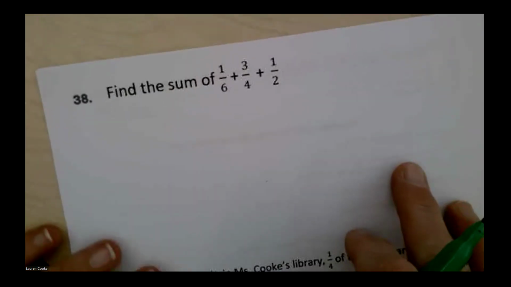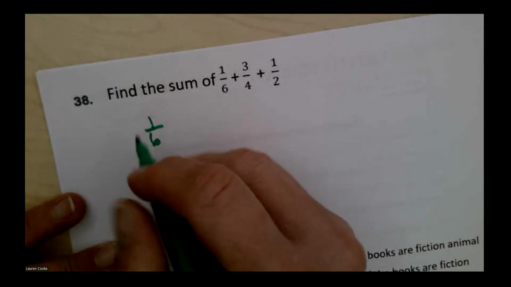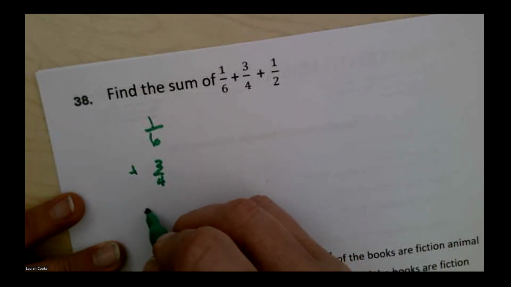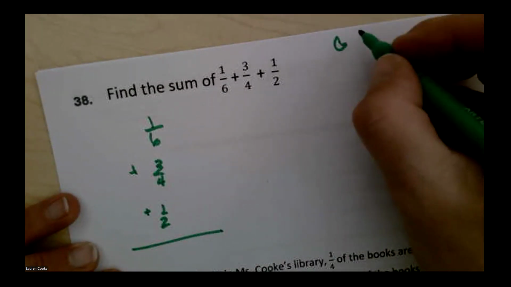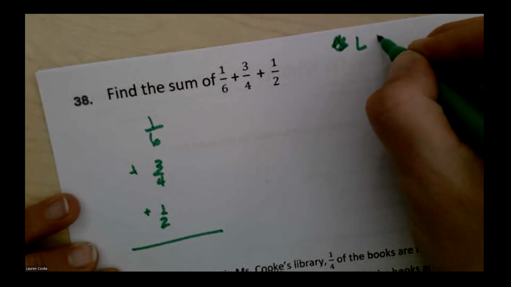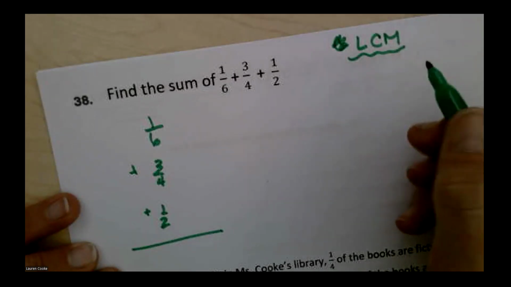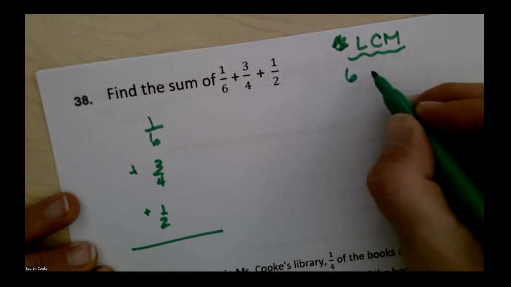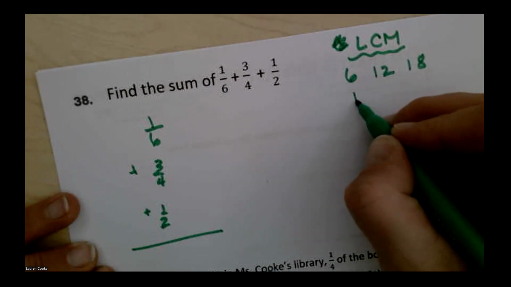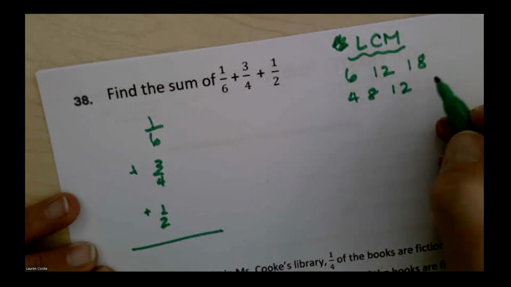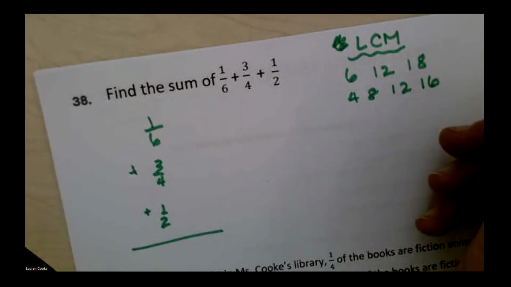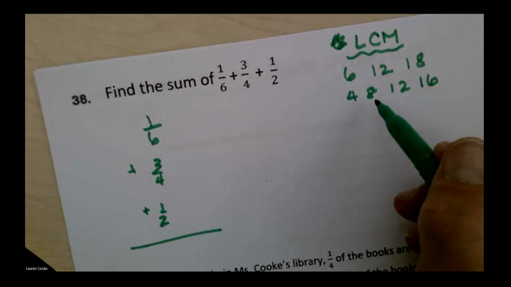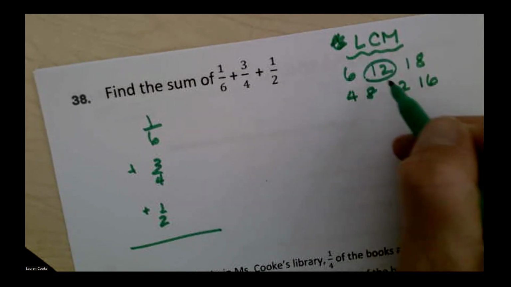Next page. All right, I'm finding the sum of 3 fractions. This is super fun. I love this stuff. I actually do. All right, so I want to find the least common multiple. Okay, and so I'm thinking 6, 12, 18. I'm thinking 4, 8, 12, 16. And then I'm thinking 2 is even. It can go into all of them. And so it looks like 12 is the winner.